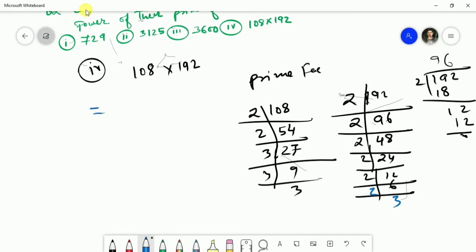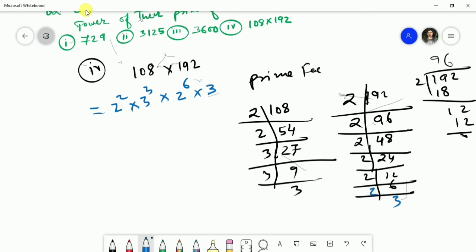What we got? For 108 we got 2, how many 2s are there? 1 2, so 2 squared. And how many 3s are there? 3 cubed. Next, 192 we got, how many 2s are there? 1 2 3 4 5 6. Is it 2 power 6? How many 3s are there? Only 1.